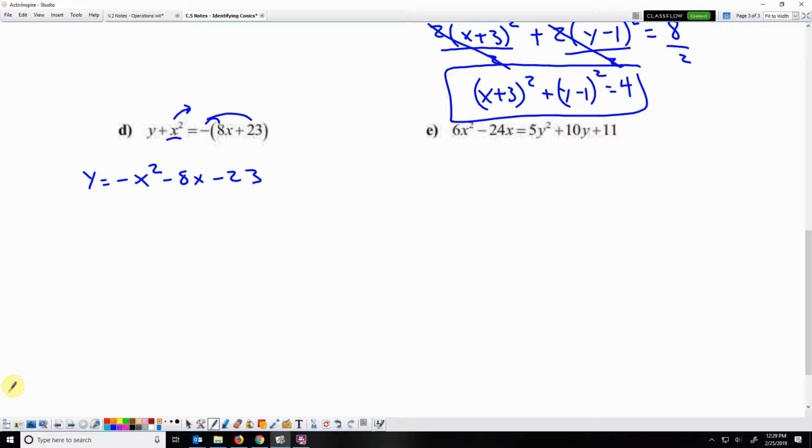Okay, so I'm going to end up solving for y, but for now, let's move this 23 to the other side so it becomes y plus 23 equals, and then I'll factor out this negative 1 so I can complete the square. So x squared plus 8x and a blank. And I'm going to have to put a matching blank on the other side.